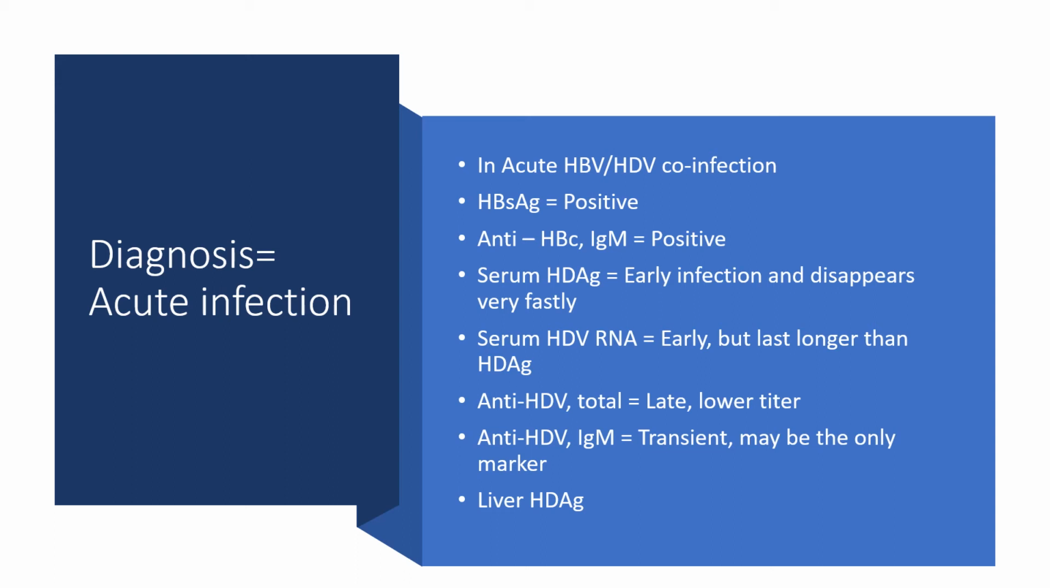Antibodies to hepatitis D virus total will be a late picture and even at a lower titer. Antibodies to hepatitis D virus IgM will be transient and may be the only marker we are going to get for hepatitis D virus. Liver hepatitis D antigen is not even required at this stage.